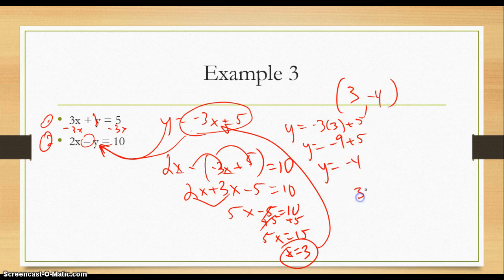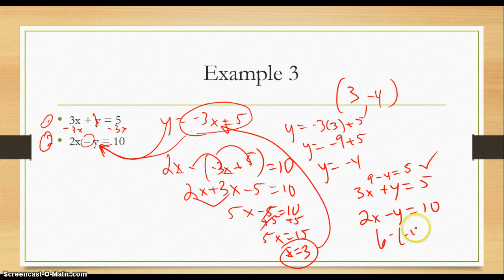Okay, so rewrite the equations. 3 times 3 is 9. 9 minus 4 is 5. That checks out. 2 times 3 is 6. 6 minus a negative 4 turns into a plus. So 6 plus 4 does equal 10. So that checks out as well. So this is our solution.